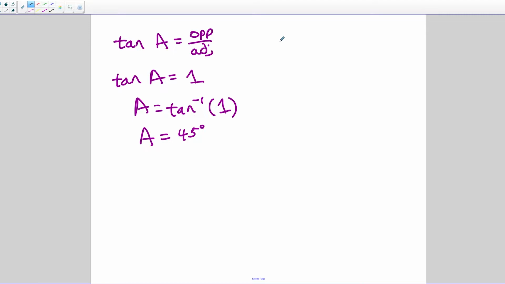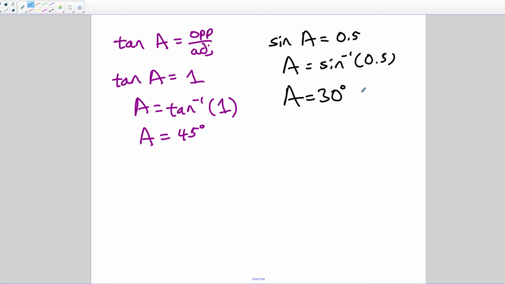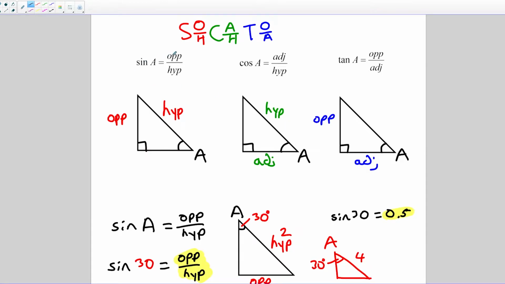Same thing with the previous sine example. If I took the inverse sine of 0.5, we end up with 30 degrees. So once again, just to recap, if you know 2 out of 3 things in any trig ratio, I can find that third one. If I know 1 and 2, then I can find out this third one. And if I know 1 and 2, I can find out the angle there.